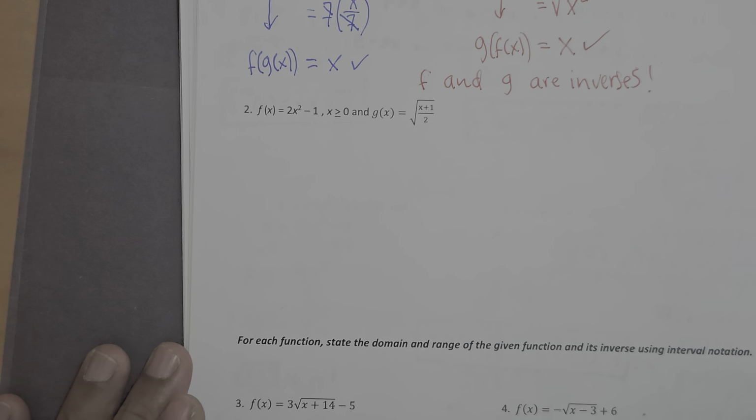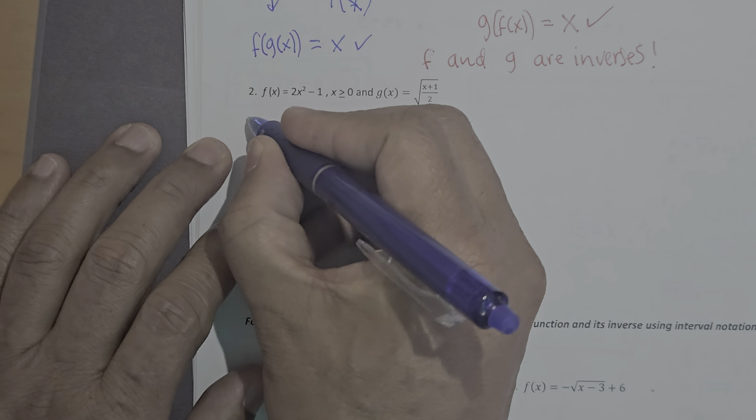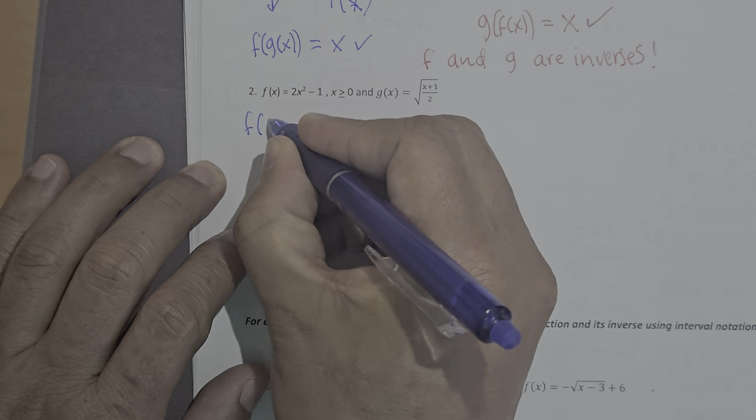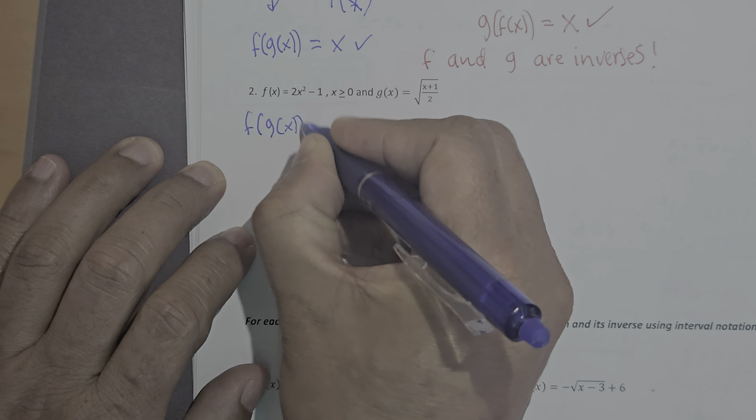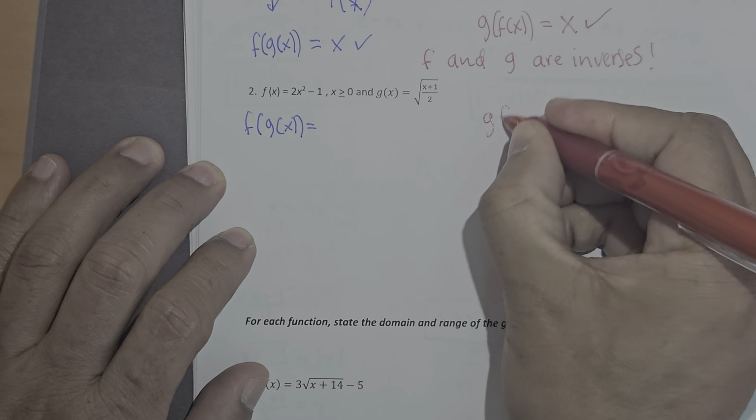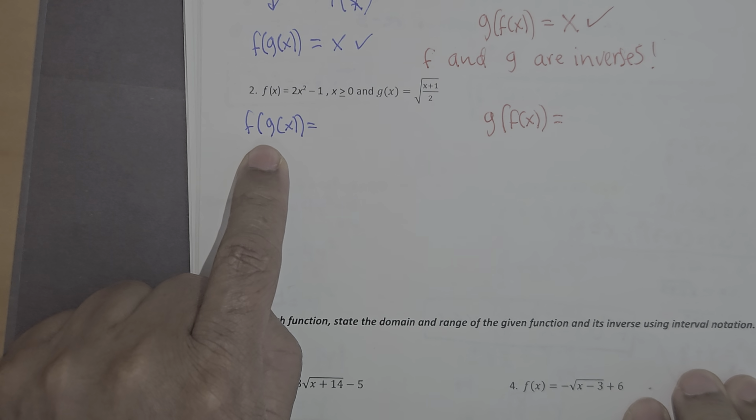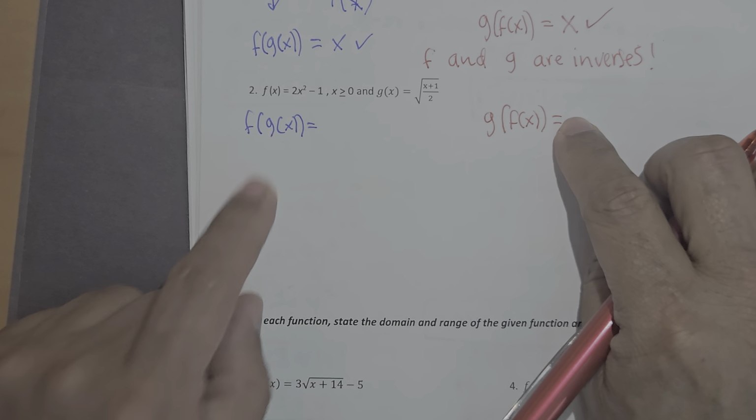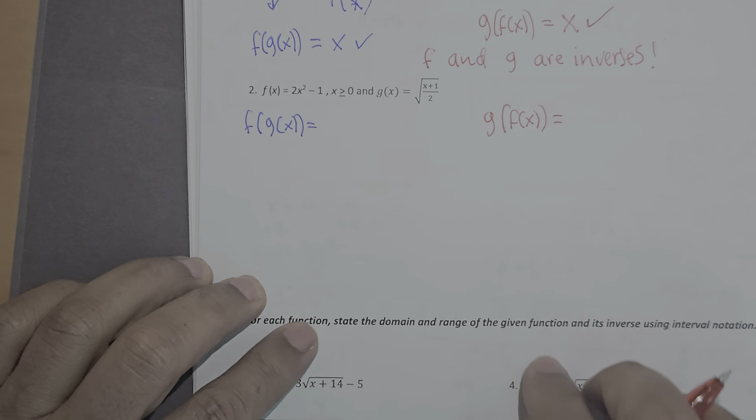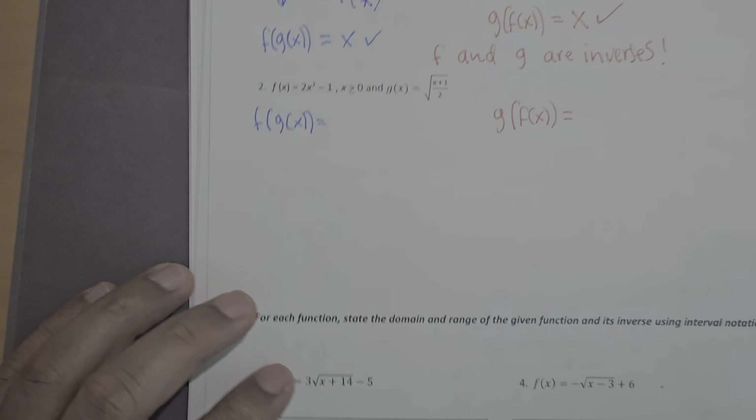Let's go then to example number 2. For example number 2, I'm going to do again the same. I'm going to do this composition, f of g of x equals, and the other composition, where g will be outside and f inside of the parentheses. Now, if this gives me something other than x, then I don't have to do the other one. I can just conclude right away, because it's a biconditional, that the two functions are not inverses of each other.